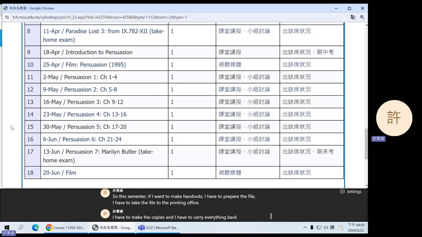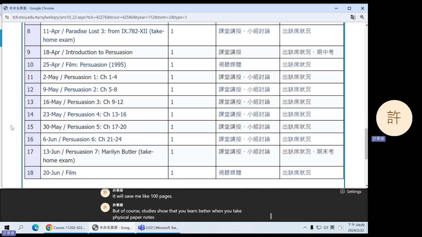So this is just to say that if you are fine with the PDF and you don't really need a paper copy, please tell me. It will save me like 100 pages. But of course, studies show that you learn better when you take physical paper notes. So if you do want a copy, don't worry about it. It's my job to help you learn.